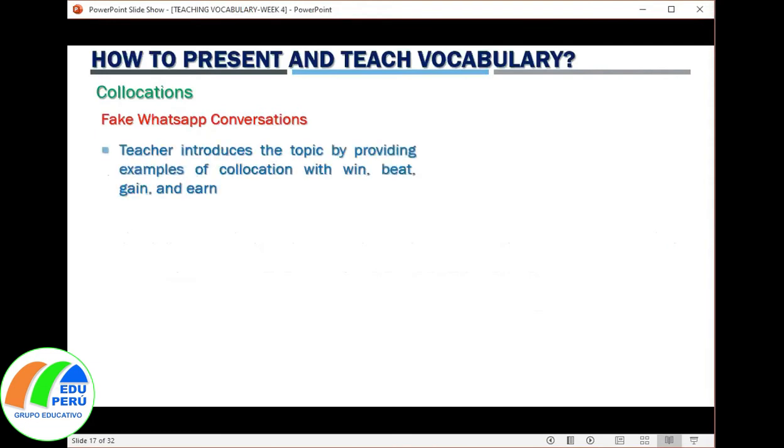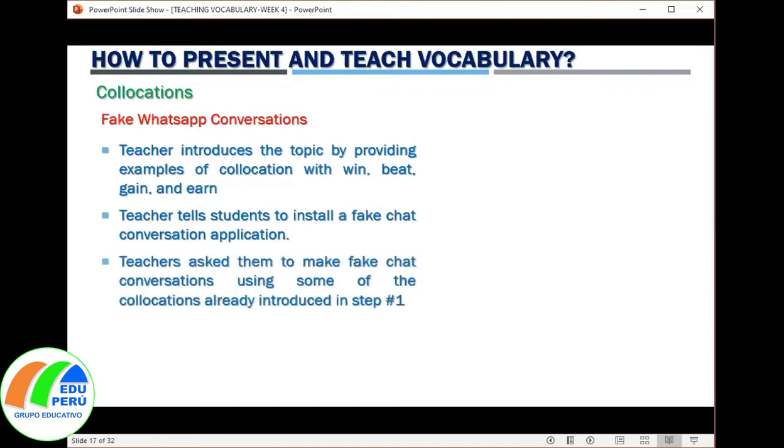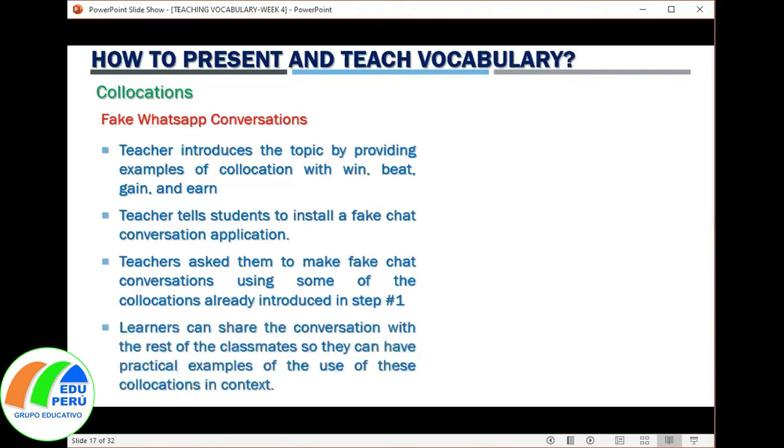Teacher introduces the topic by providing examples of collocation with win, beat, gain, and earn. Teacher tells the students to install a fake chat conversation application. Then teachers ask them to make fake chat conversations using some of the collocations already introduced in step 1. Learners can share the conversation with the rest of the classmates so they can have practical examples of the use of this collocation in context.